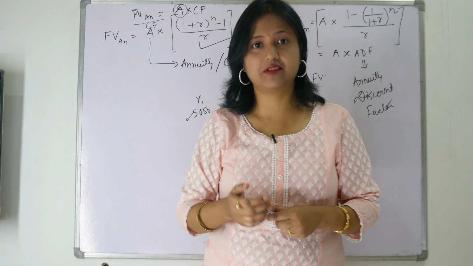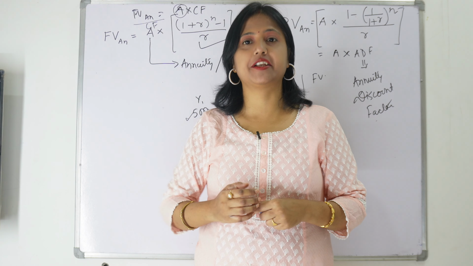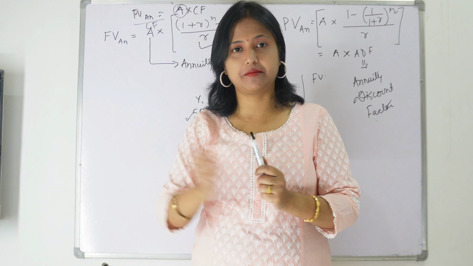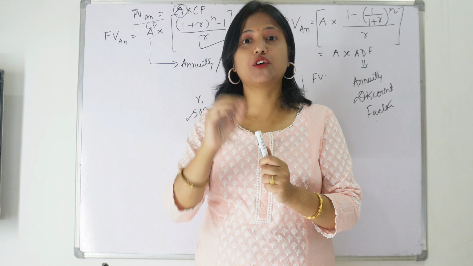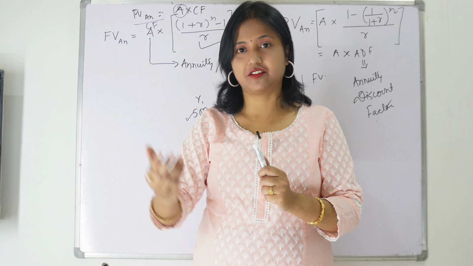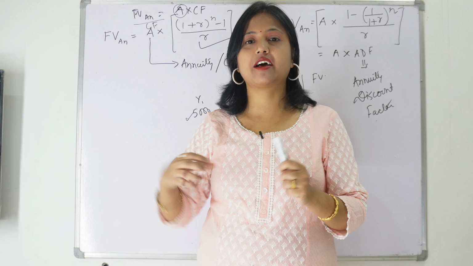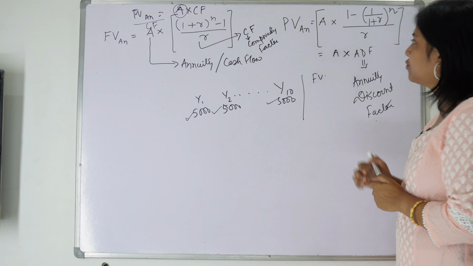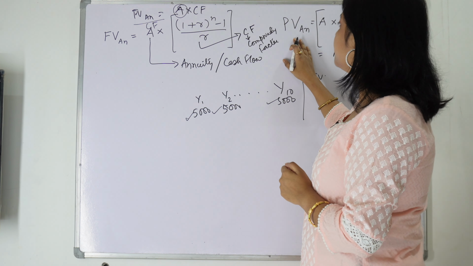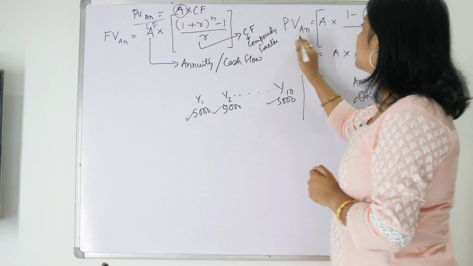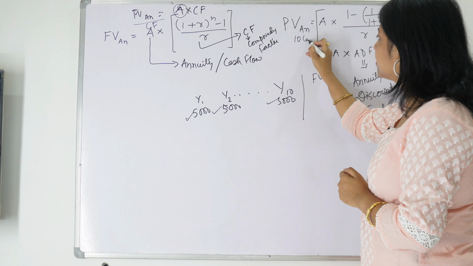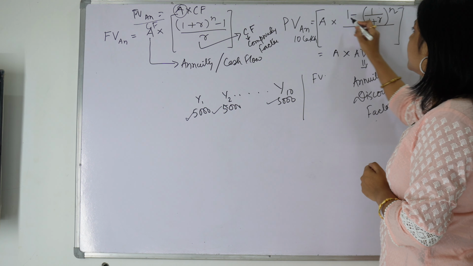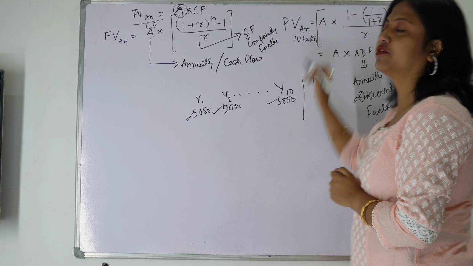Friends, sometimes it happens that you have to repay some loan after 10 years of time. Suppose you have taken a loan of 10 lakhs repayable after 10 years. How much should you invest so that after 10 years you are able to recover this? If the present value is known to you, that it is 10 lakhs, and you know the annuity discount factor, you can put it in the formula and find out the value of annuity.